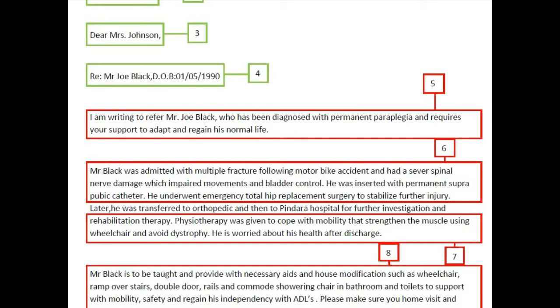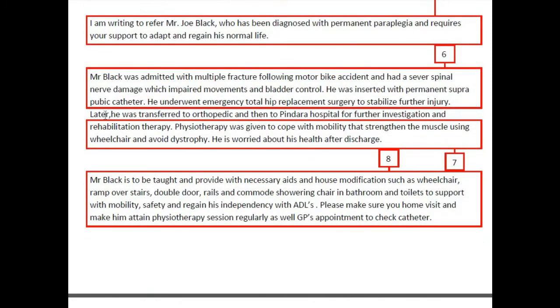He underwent emergency total hip replacement surgery to stabilize further injury and was inserted with a suprapubic catheter as he lost bladder control. Here we can see that the second and last sentence are swapped and now it seems more organized. Next sentence says, later he was transferred to orthopedic and then to Pindara Hospital for further investigation and rehabilitation therapy, which is okay. The second last sentence reads, physiotherapy was given to cope with the mobility that strengthened the muscle using wheelchair and avoid dystrophy.